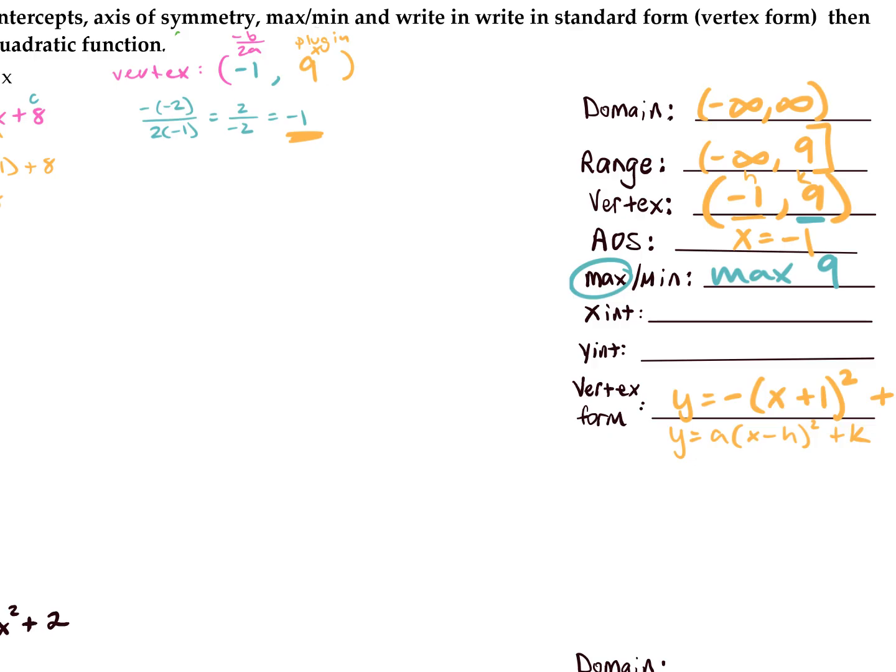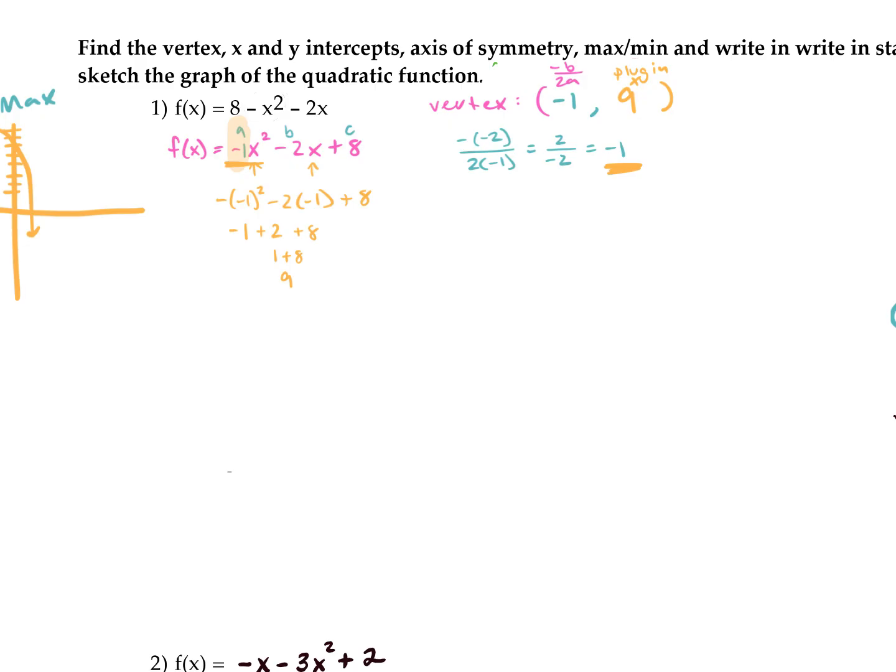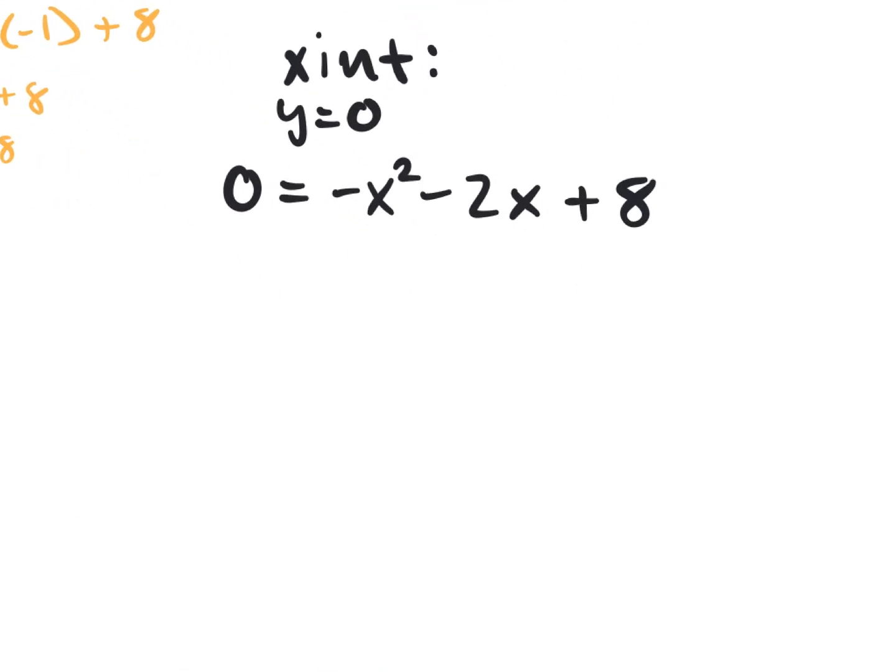Last thing, let's find the x and the y-intercept. How would we find the x-intercept? What do we do? Plug in 0 for y. So we make y 0. So I have 0 equals negative x squared minus 2x plus 8. Now we want to solve for x. How would we solve for x in something like this?